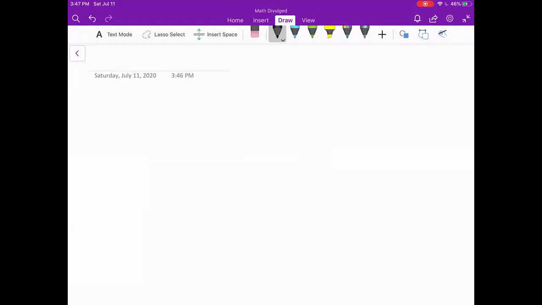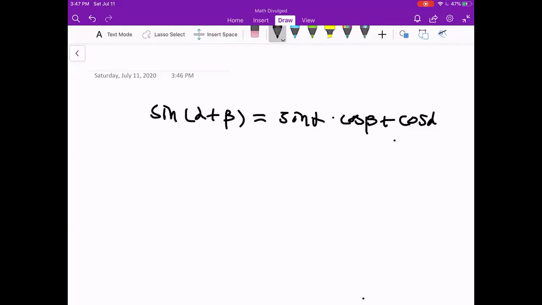So if we have sine alpha plus beta, let me make sure I have this right actually. I think it's equal to sine alpha times cosine beta plus cosine alpha times sine beta. And this is the formula for when you have sine of the angle alpha plus beta.